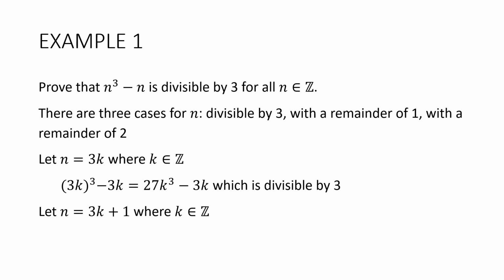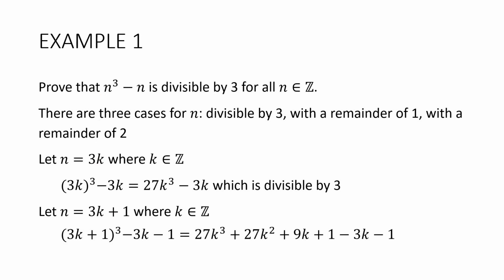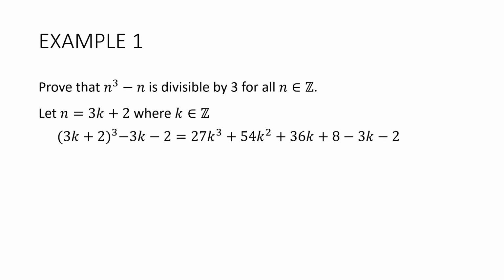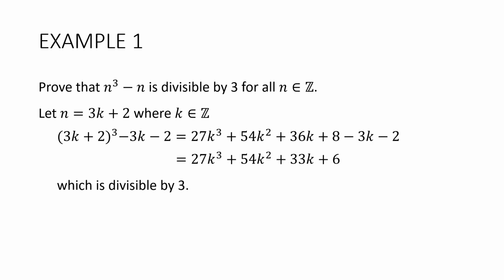Case 2. Here we have n, when it's divided by 3, has a remainder of 1, and k is an integer. Let's substitute this in. Gives us 3k plus 1 all cubed, take away 3k, take away 1, and I've expanded that out. When we tidy it up, it is divisible by 3. And the final case, now when we're dividing by 3, we have a remainder of 2. So n is equal to 3k plus 2. Substitute it in, expand it out, tidy it up, it is divisible by 3.